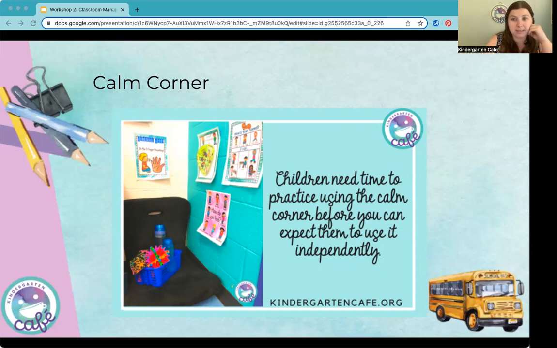You do need to teach students how to use the space in order, just like any other routine in the classroom, or else they won't use it effectively. And so, yeah, we'll talk more about that later.